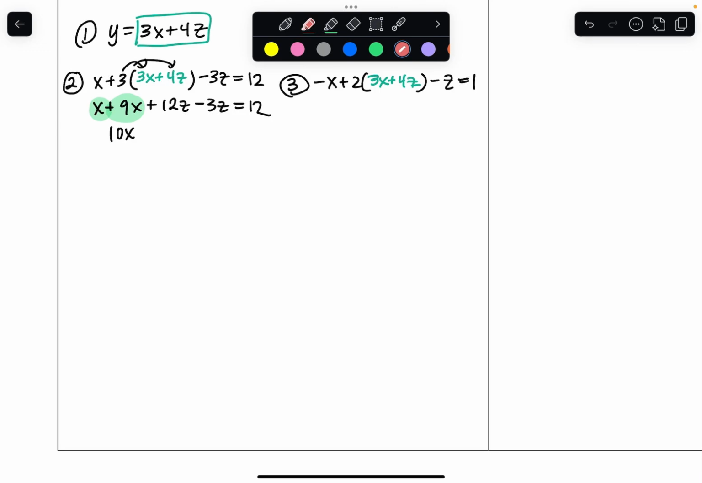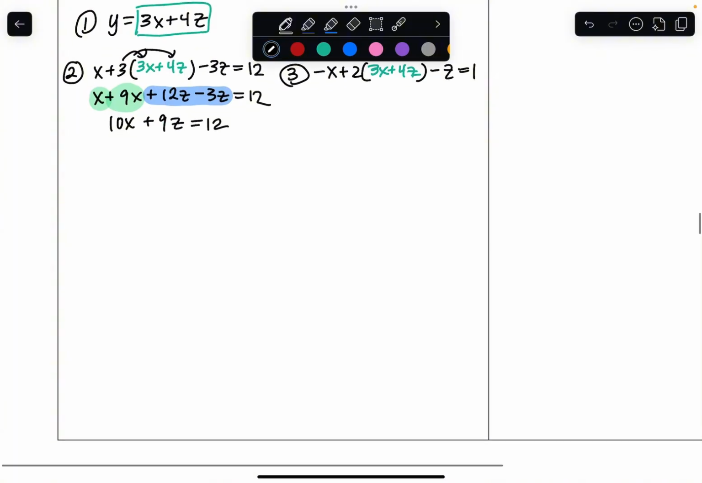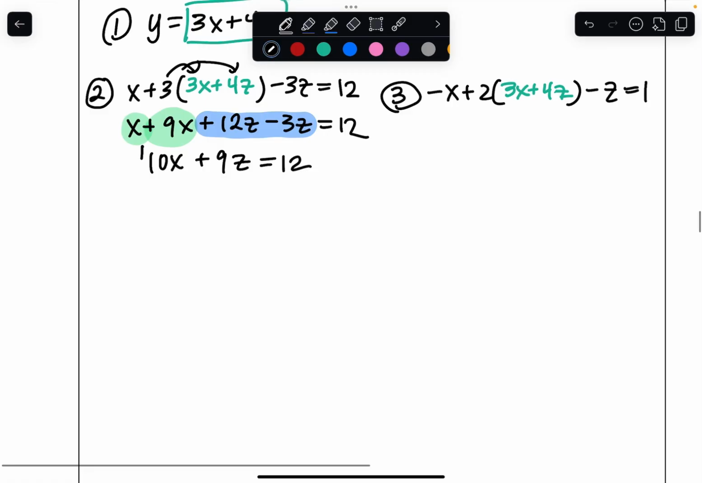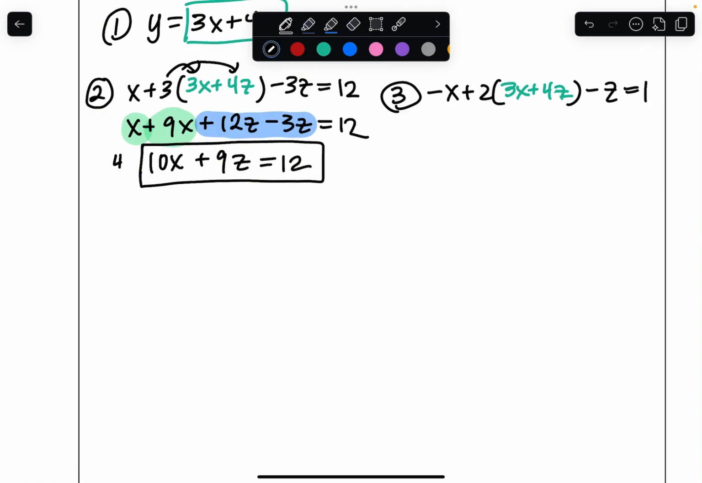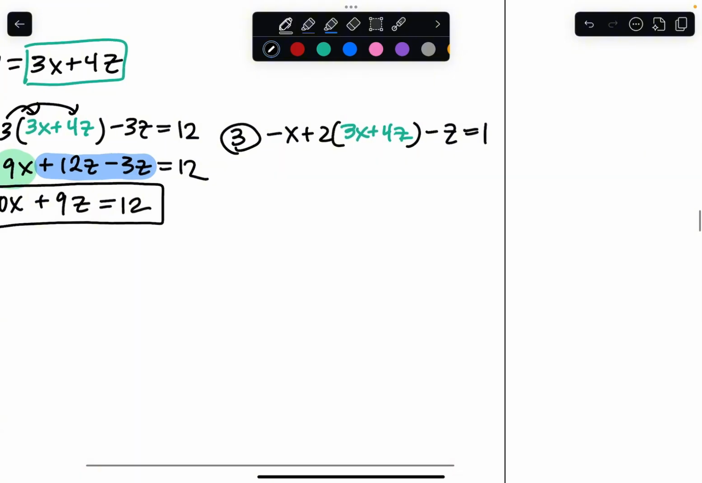And then I have 12z minus 3z, which is 9z. And there's really nothing we can simplify here. So we're going to commit to that as our final answer, or our equation 4. For equation 3, distribute the 2.